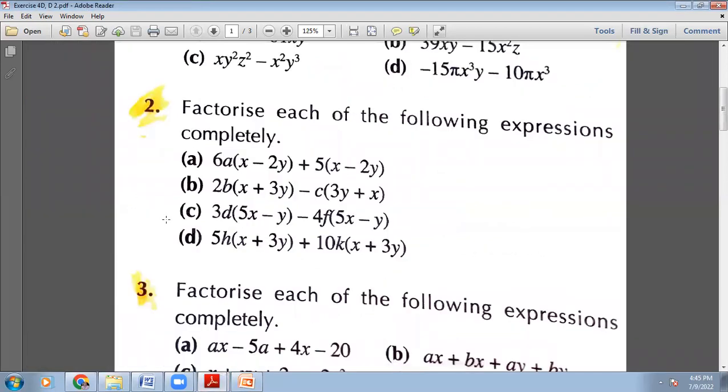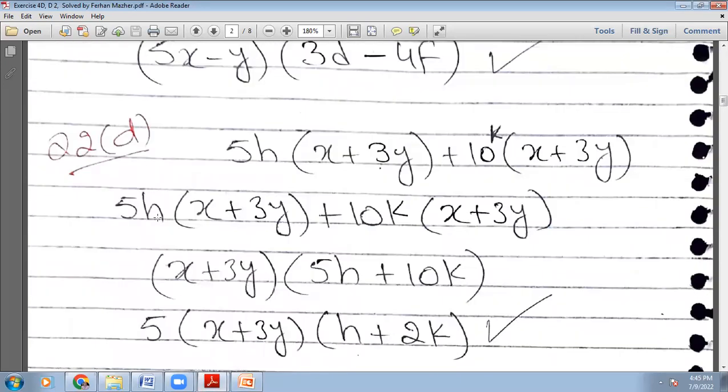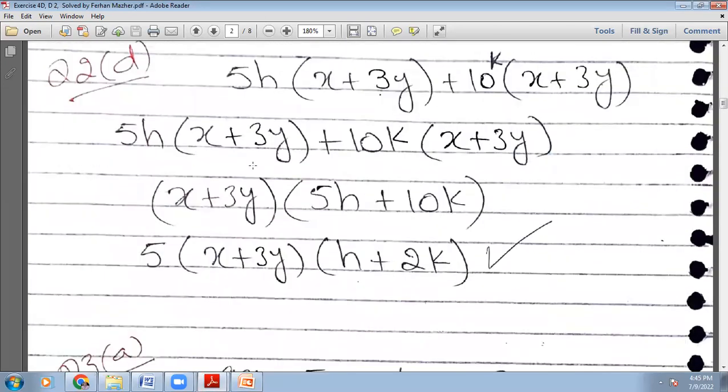Question number 2, it's D part. It says 5h plus x plus 3y plus 10k bracket x plus 3y. So you can see this x plus 3y common is present in both the terms, so we can take it common. So I will take x plus 3y common.